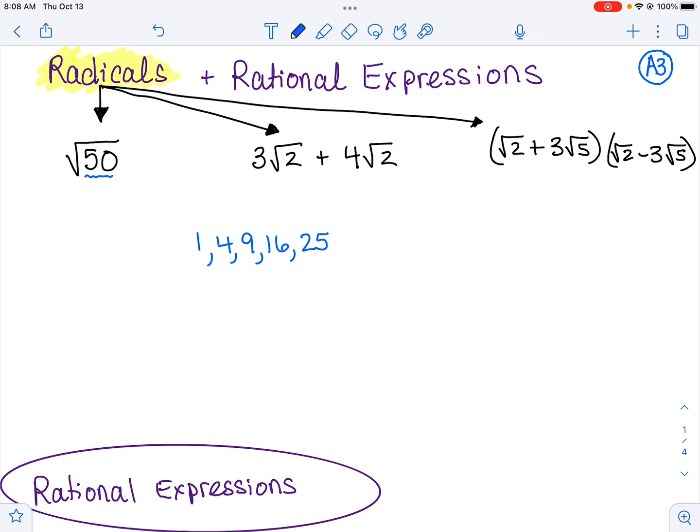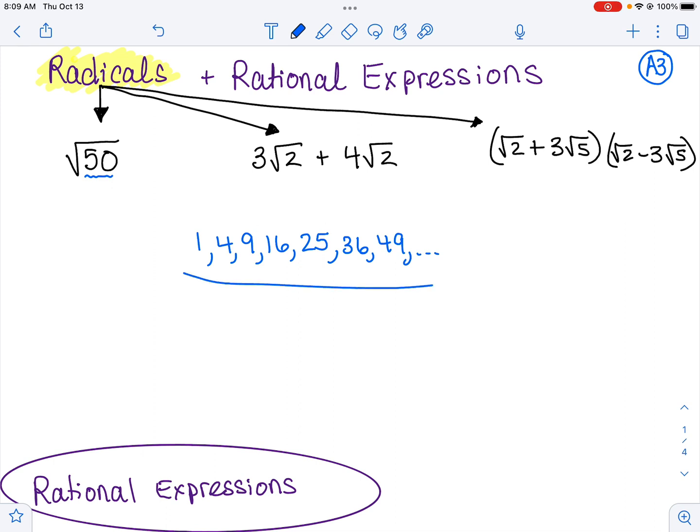We get these numbers by doing 1 times 1, 2 times 2, 3 times 3, 4 times 4, 5 times 5, 6 times 6, 7 times 7, etc. So we know all these numbers will have a whole number when you square root them. So when I look at the number 50, I try to think, what are two things that multiply to 50? 5 and 10, 25 and 2.